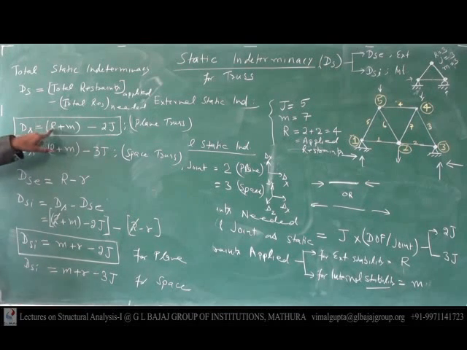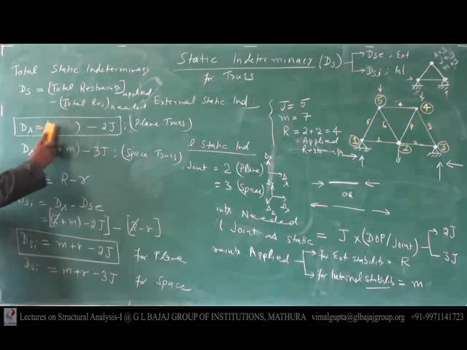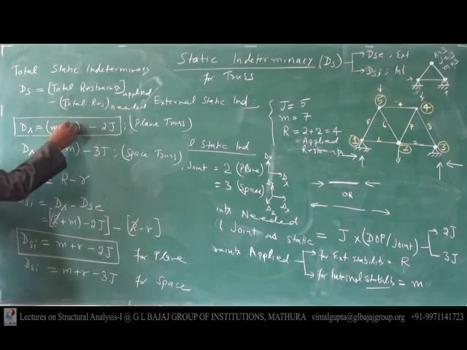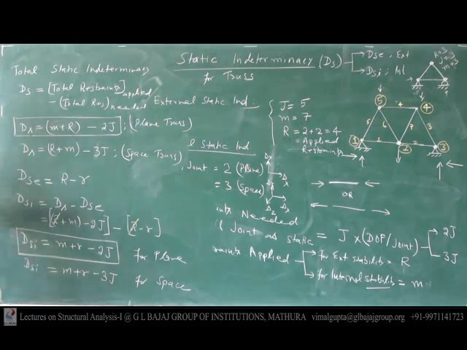Total is what? Capital R plus small m minus 2j. What is the difference here? m is there in both, m plus small r. Small r will be used if we want to calculate the internal. For total, it is capital R.